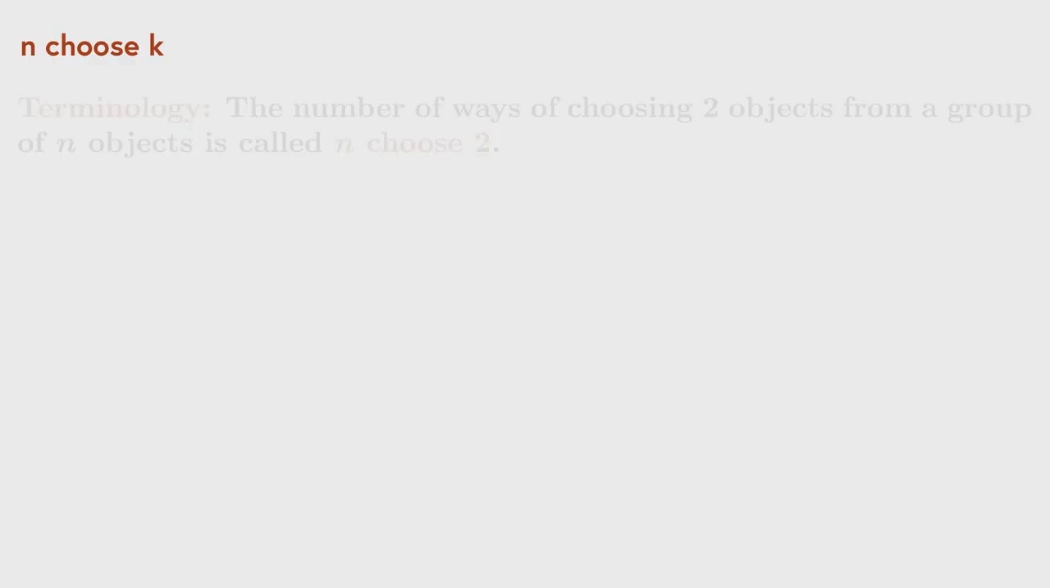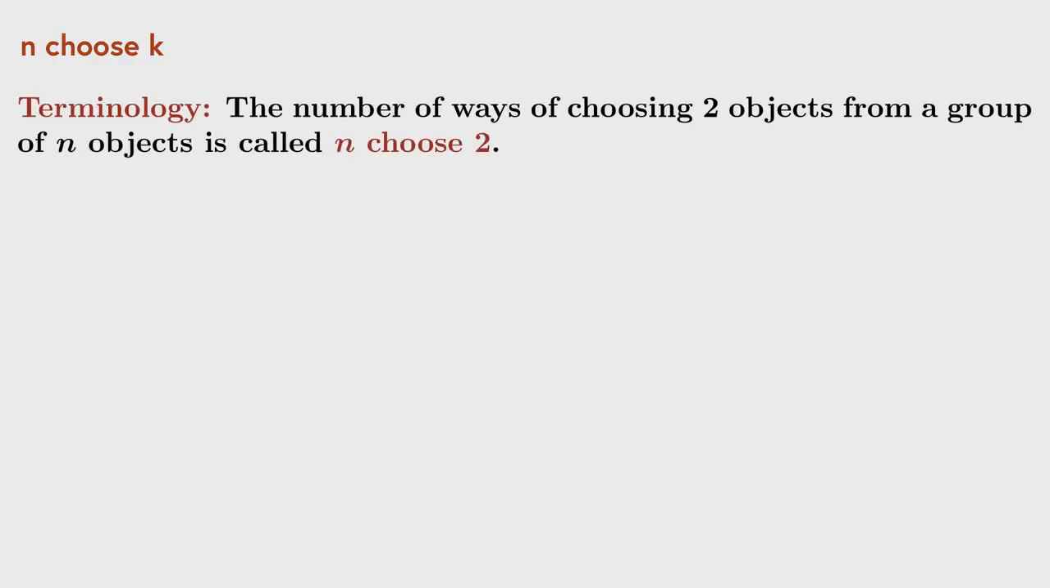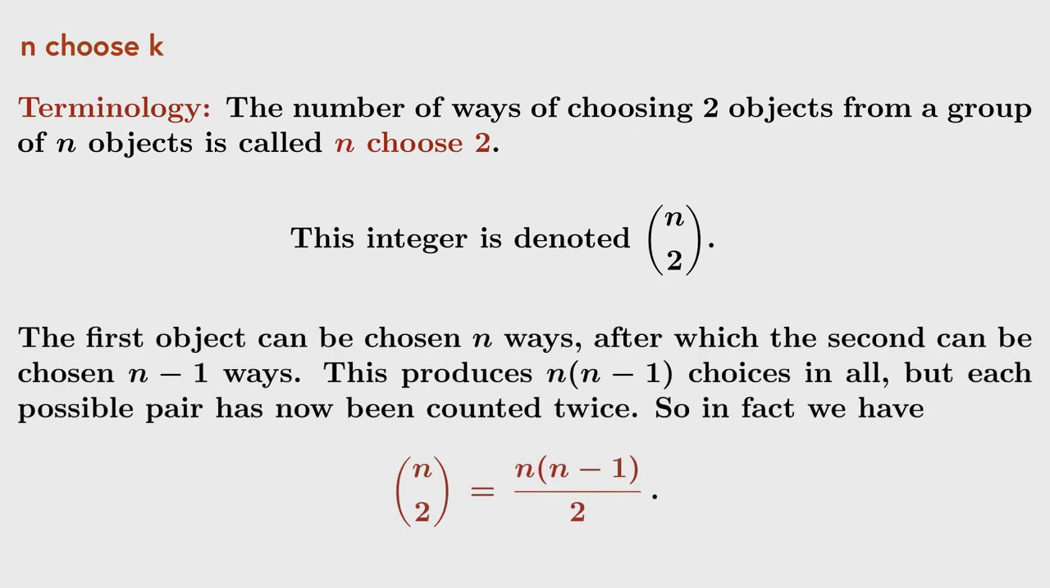We now return to the subject of identities. We're going to meet some important integers. They bear the name n choose k. A little terminology. Let's start with k equals 2. N choose 2 means the number of ways of choosing two objects from a group of n objects. The notation is parentheses with the n over the 2, and this is read n choose 2.